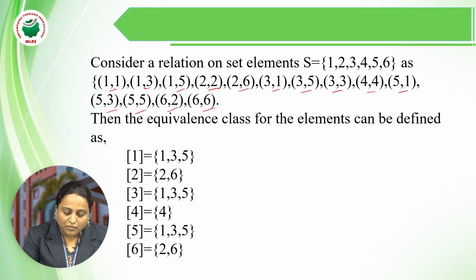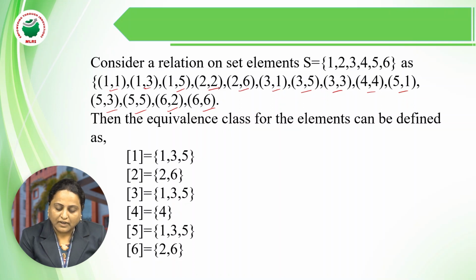You can check here for (1,1), (1,3): you are having (1,3) already. Next (1,3), (3,1): you are having (1,1). (1,5), (5,1): you are having (1,1), and (1,5), (5,3): you are having (1,3). Similarly (1,5), (5,5): you are having (1,5). Next you can check for (2,2), (2,6): you have (2,2).